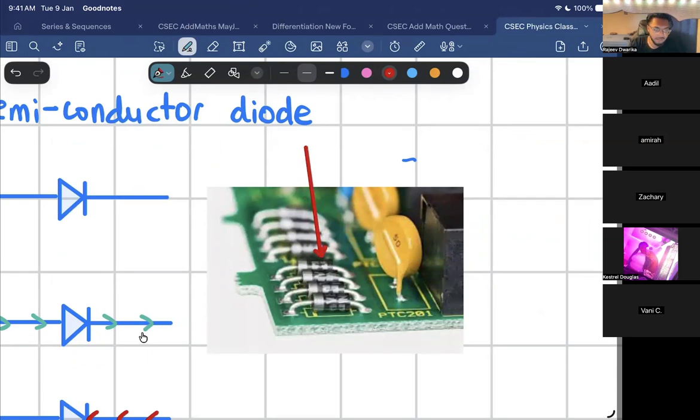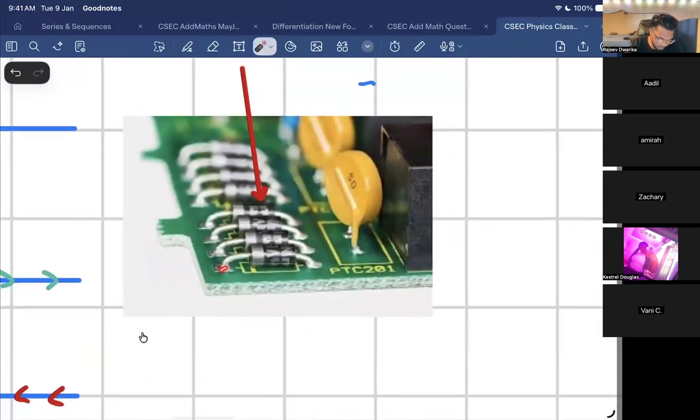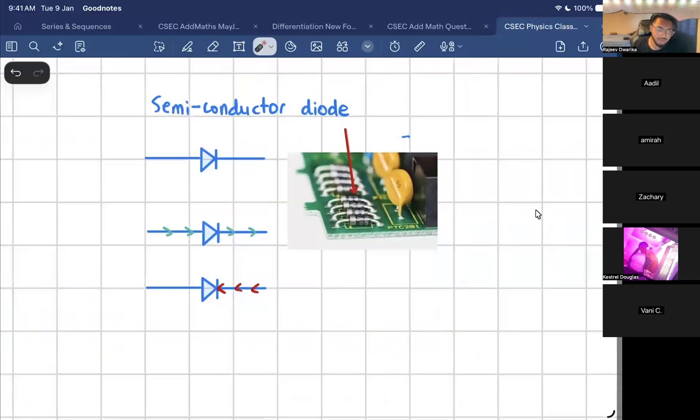Yes, sir. So you see these components here on the circuit? Are you seeing this? Yes, sir. This is a diode. That's what it actually looks like. That's a diode in real life. Zachary, did you do rectification as yet? No. Okay. All right.